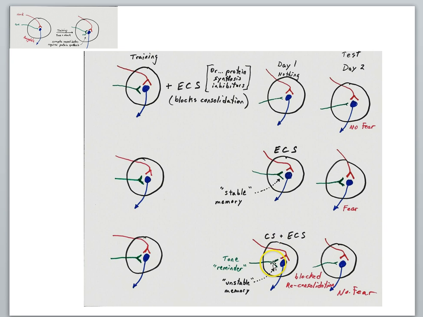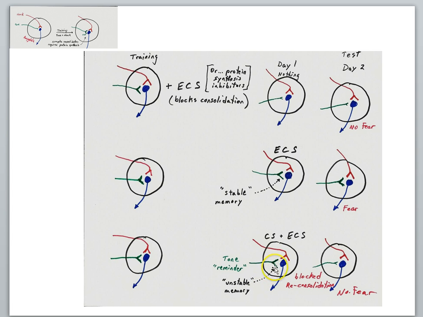Then it's as if this connection here becomes unstable again. It's vulnerable to a procedure that would block consolidation. And so we would say here that this is blocking reconsolidation, because the original consolidation was happening right after the training. So the ECS will block reconsolidation, which results then in a weaker synapse on the test day, and they'll get no fear.